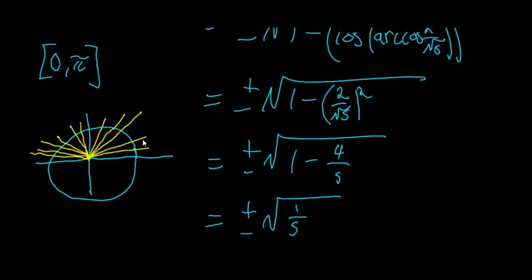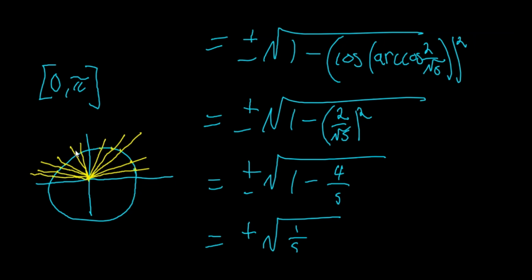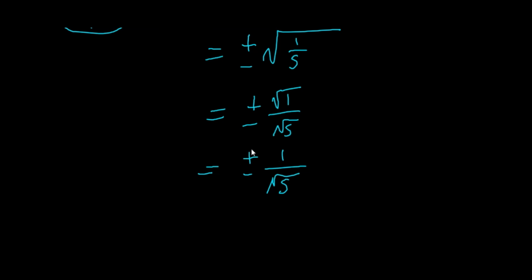And check this out, since the sine of all these angles is the y value of each of these intersection points with the unit circle, this means that sine of any angle from 0 to pi is a positive value. And that tells us that this is indeed the positive square root, or rather the positive of 1 over the square root of 5. That is, it is positive 1 over the square root of 5.